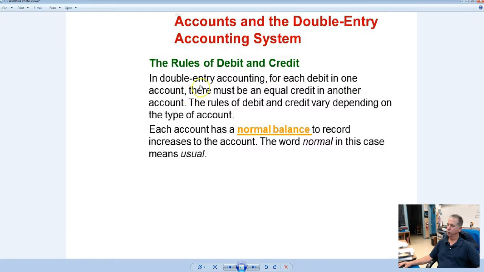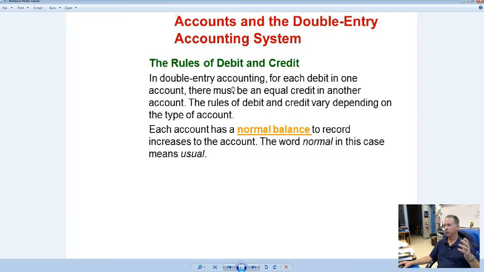And so there are some rules that we need to follow. In double entry accounting, for each debit, there must also be a credit. So if you debit an account for $30, you have to credit another account for $30. So there must always be at least two entries, and there must always be at least one debit and at least one credit. Now, it's possible to have multiple debits, but the total amount must also equal the credit.